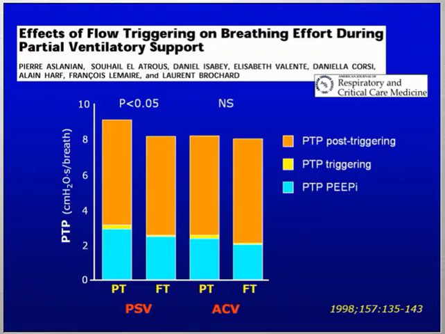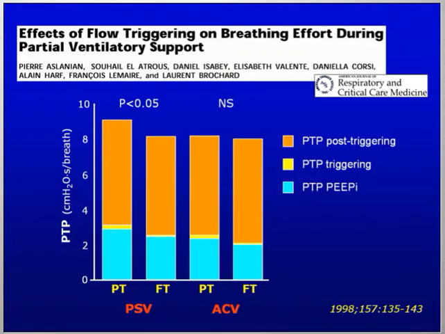In this study, for instance, we measured in patients the total amount of effort, the pressure time product, during two modes of ventilation, pressure support or assist control ventilation. And in each situation, we used either a pressure triggering system or a flow triggering system. If you look at pressure support and the total amount of effort, we found a significant difference. There was a small advantage for flow triggering, so slightly less effort for the patient.